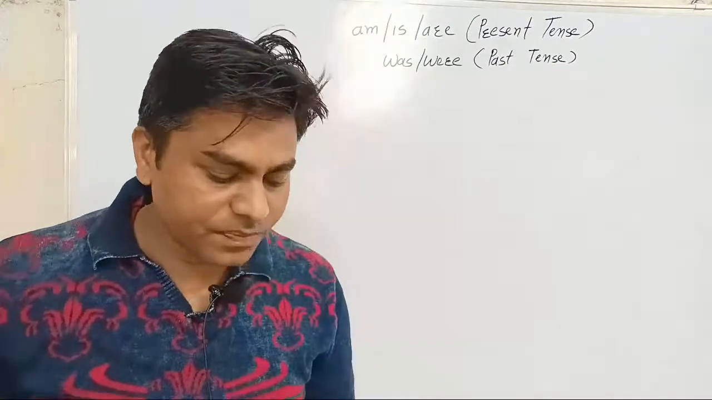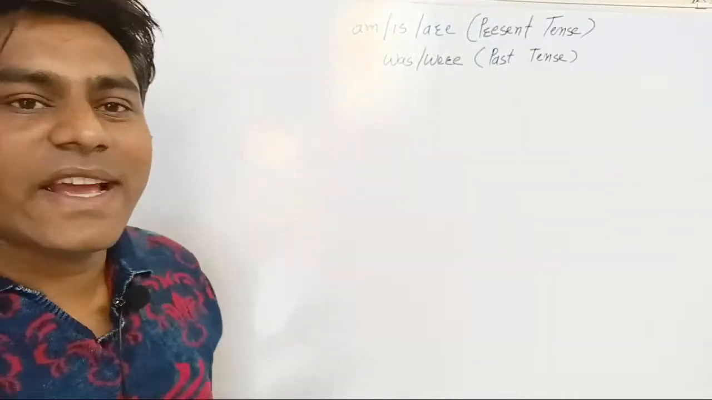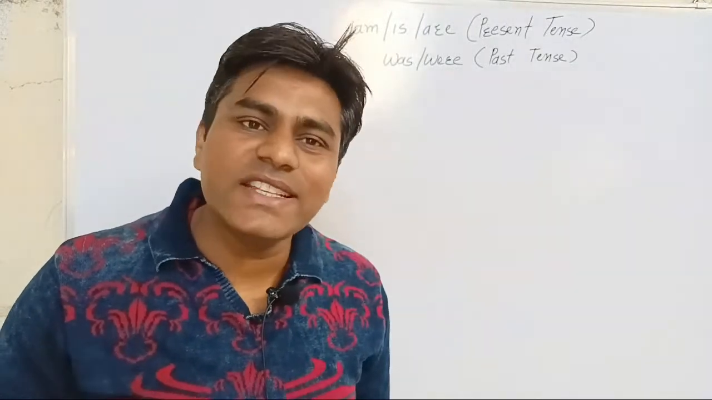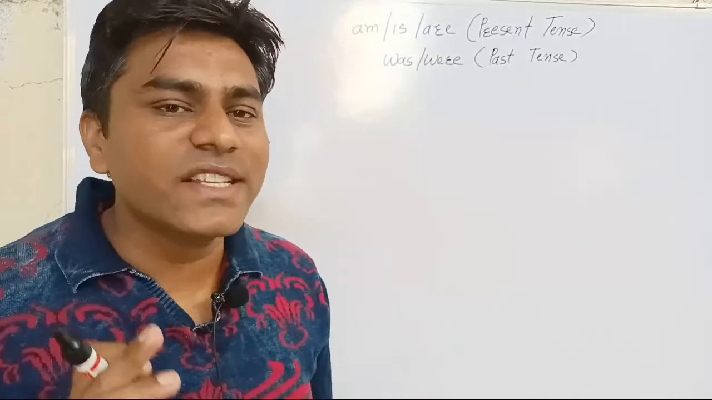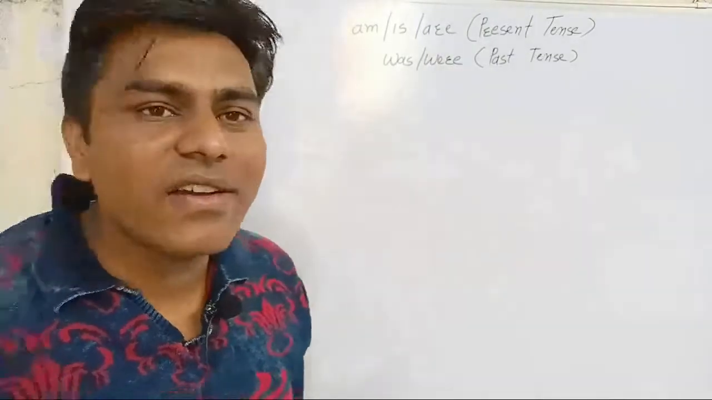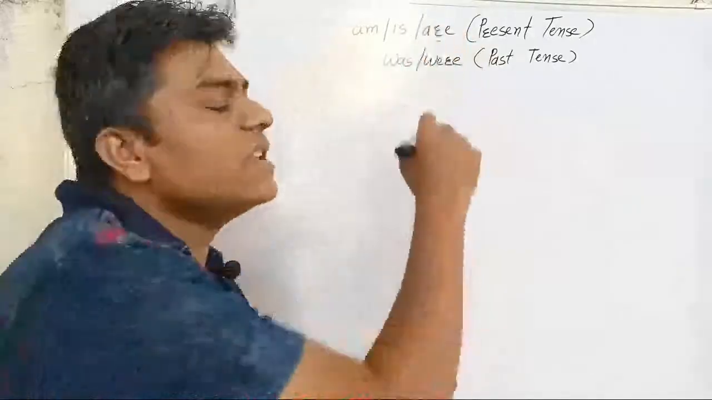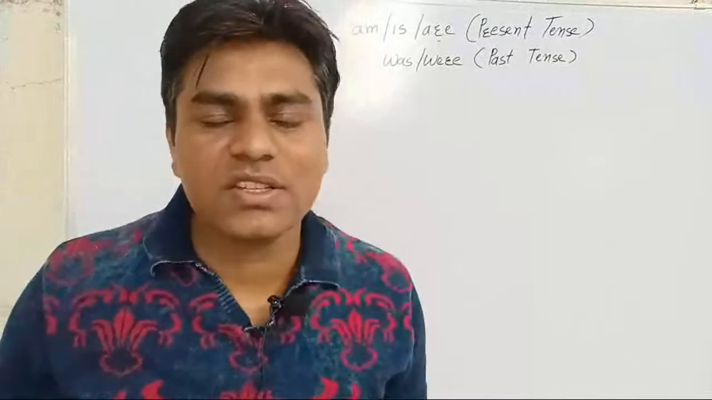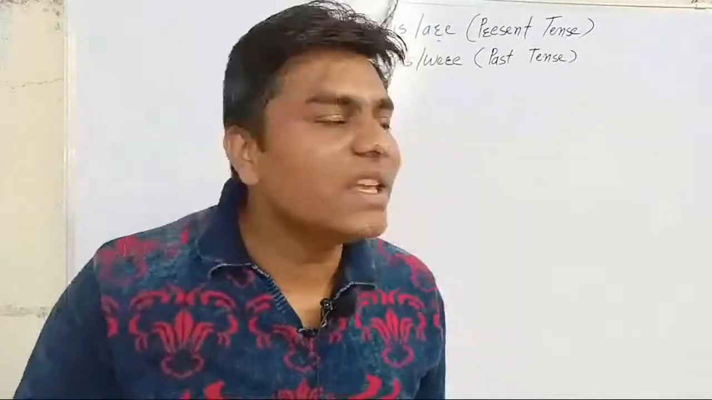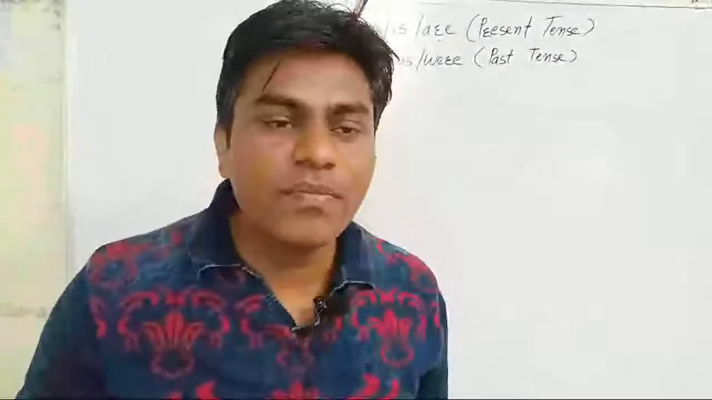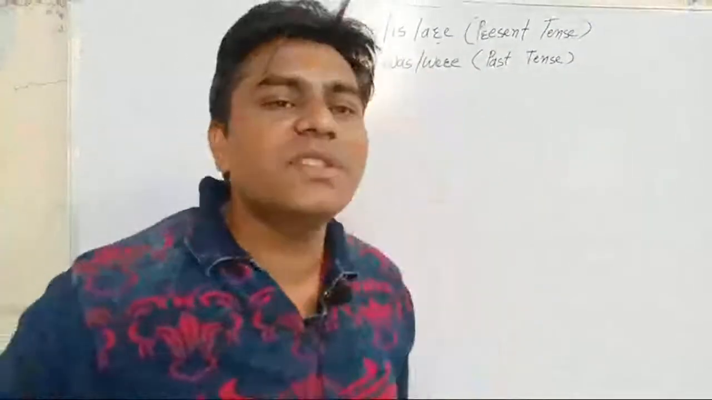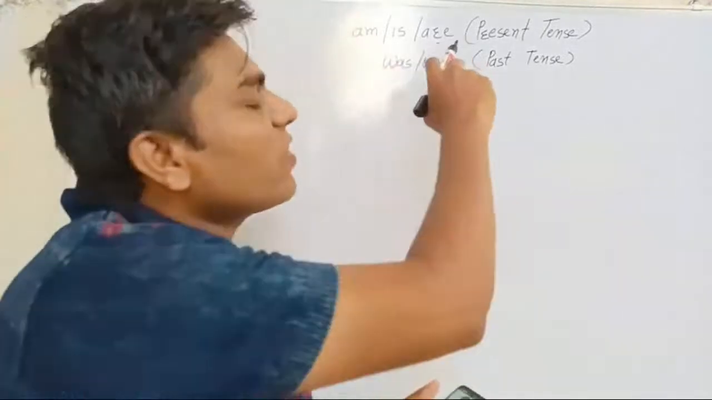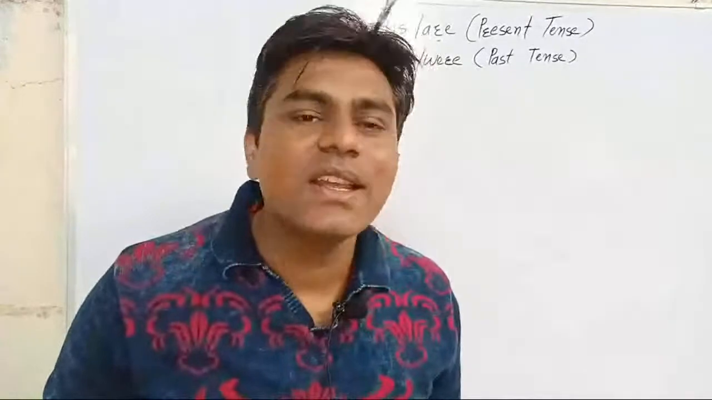Now, am, is and are. Am is a singular auxiliary verb. Is is also a singular auxiliary verb. And are is in plural form. When we take a plural subject, at that time we have to use are, the plural auxiliary verb. These three auxiliary verbs we use in present tense. Getting?